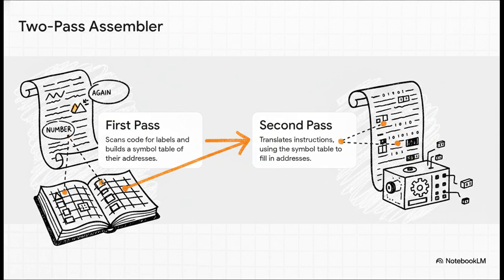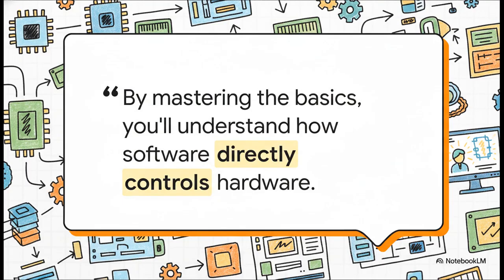It's a two-step process. On the first pass, the assembler zips through your code, but it doesn't translate anything. It just looks for all your labels, like again and 6, and builds a little map, a symbol table, of where they are in memory. Then it does a second pass. This time, it goes line by line, translating each instruction into binary, and it uses that map it just built to fill in the correct addresses for all the labels. Pretty clever, right?